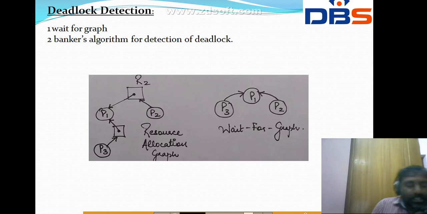Most precisely, an edge from Pi to Pj in a wait-for graph implies that process Pi is waiting for process Pj to release a resource that Pi needs. An edge Pi → Pj exists in a wait-for graph if and only if the corresponding resource allocation graph contains two edges, Pi → Rq and Rq → Pj, for some resource Rq. Like this, we are going to implement the single instance of each resource type.